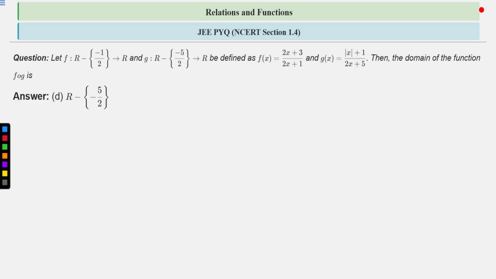The domain of the function f(g(x)) is. The correct option will be option D, which is all real values except -5/2, right? Option D will be the correct answer, all real values except -5/2. So let us move to the solution part. Let us see how we can solve this.